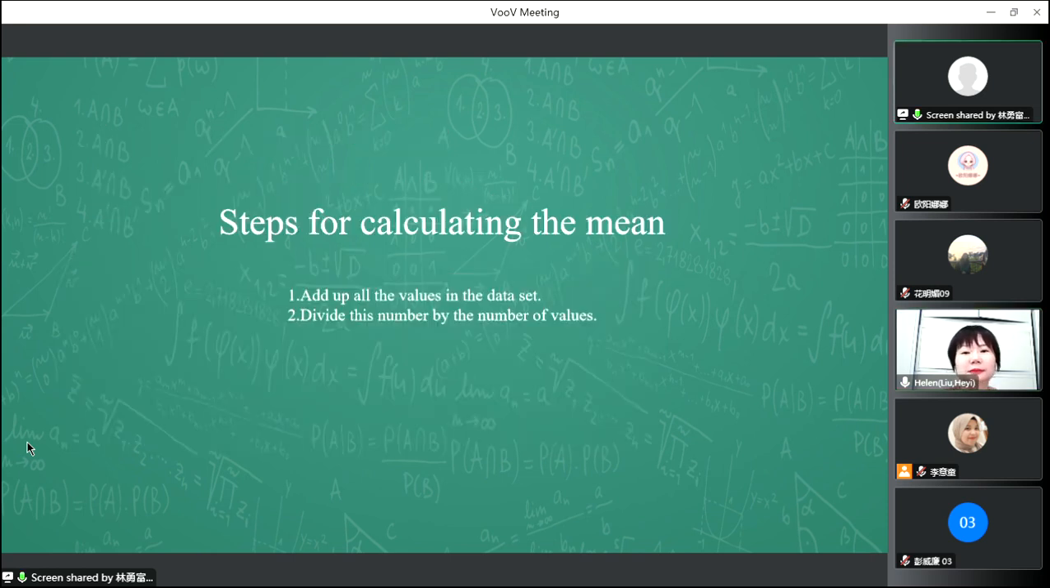Steps for calculating the mean. We have two steps. First, add up all the values in the data set, and then divide this number by the number of values.